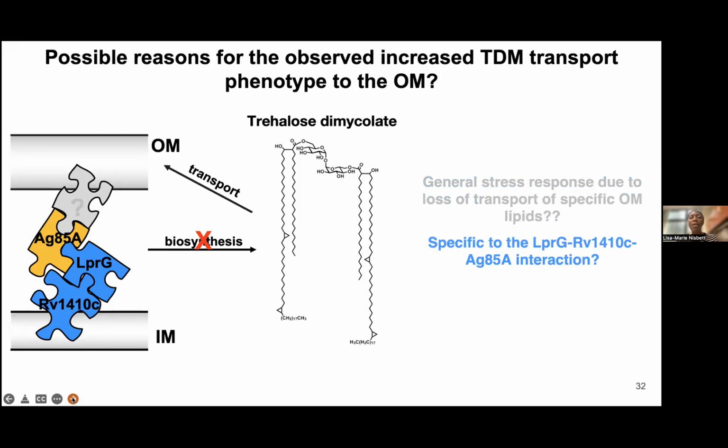Or alternatively, maybe this phenotype is actually specific to the LPRG, Rv1410c, antigen 85A interaction, right? It's possible that this pathway is responsible for transporting wild-type-like levels of trehalose dimycolate to the mycobacterial outer membrane, and removal of these proteins leads to a shift in some other underlying mechanism that now results in more trehalose dimycolate being shuttled to the mycobacterial outer membrane. Both of these questions are actively being pursued, and I hope to have experimental results at this time.